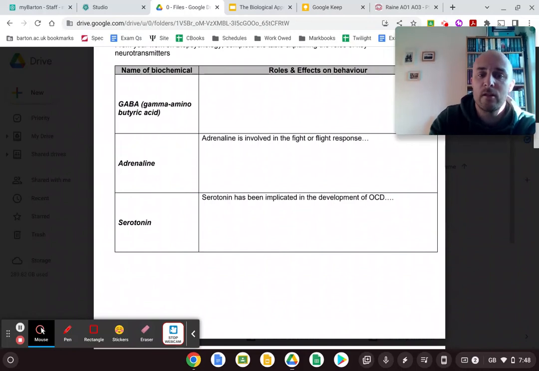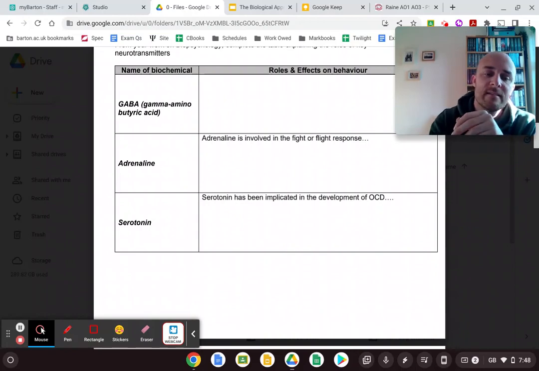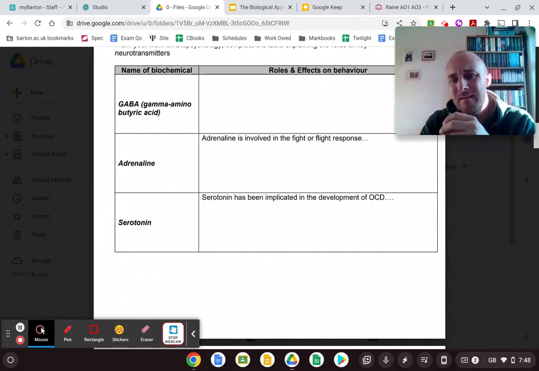Adrenaline, you do need to know. Again, to answer this, I would like you to write down at least five reactions from the body as a result of an adrenaline injection. As in you not injecting yourself, as in your adrenal glands injecting adrenaline. And then serotonin. Serotonin, most people just associate with mood, and it is associated with mood, but it's also massively important in learning and memory as well.